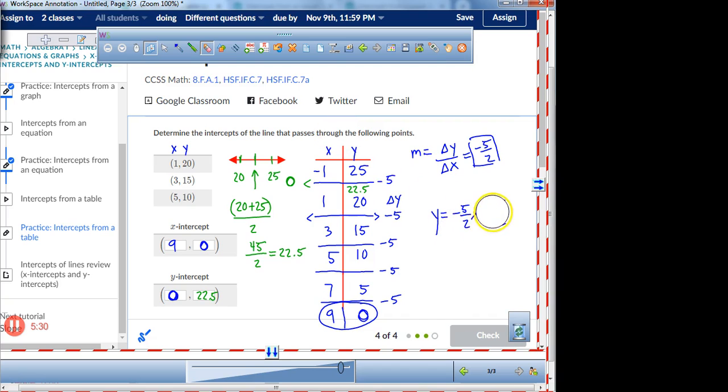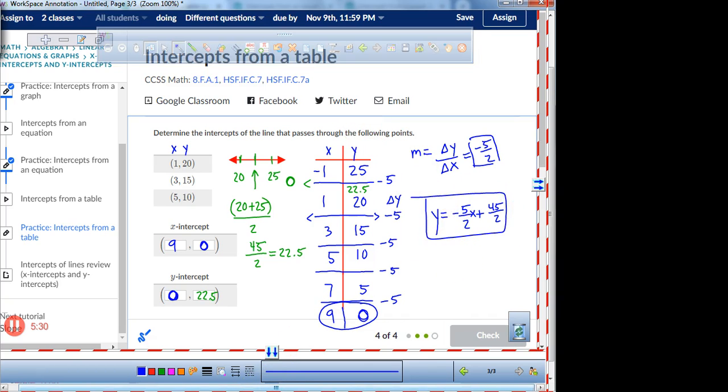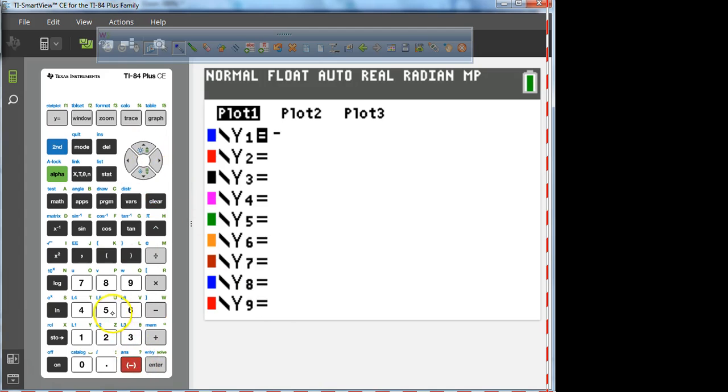I'm going to make something a little bit neater right here. Here we go. Negative 5 over 2 plus 45 over 2. Of course, I forgot to put the x there. There we go. There's the x. Okay. So I'm going to take this and put it in our graphing calculator, see what it looks like. Okay. There we go. Hit y equals negative 5 divided by 2 x plus 45 divided by 2.